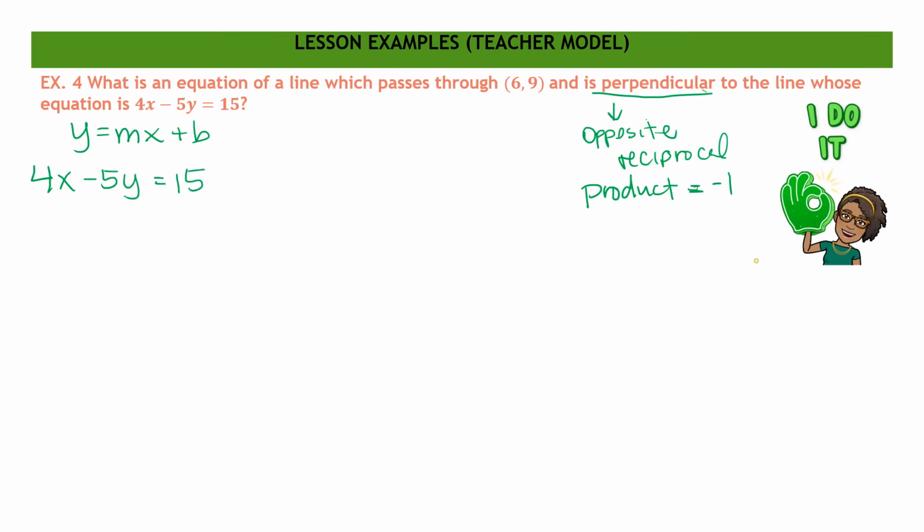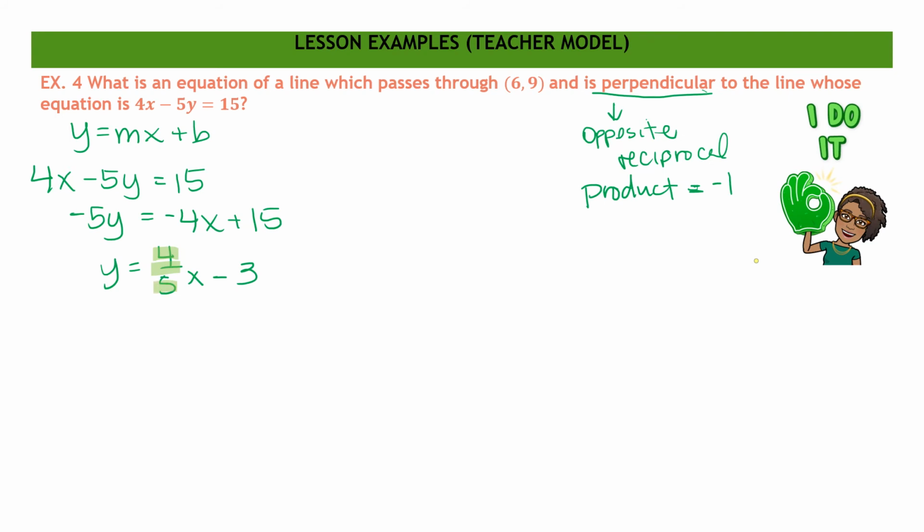So I'm subtracting 4x from both sides. That leaves me with -5y equals -4x plus 15. I divide everything by -5, so I have y equals a positive 4/5 x minus 3. Now that I have this equation in slope-intercept form, it makes it easier for me to identify the slope. So I see the slope is 4/5, right?